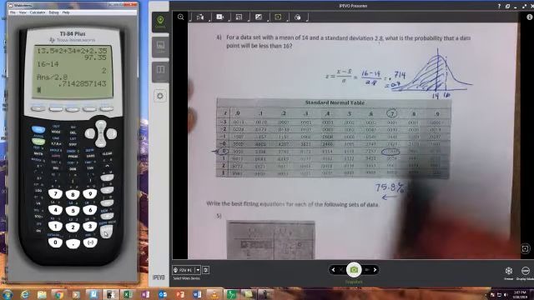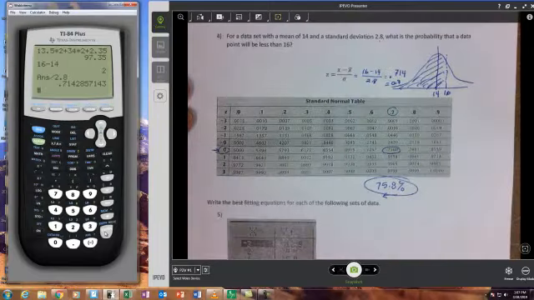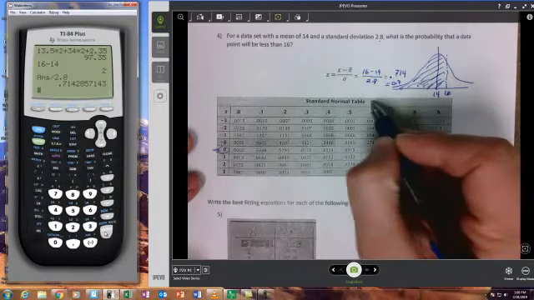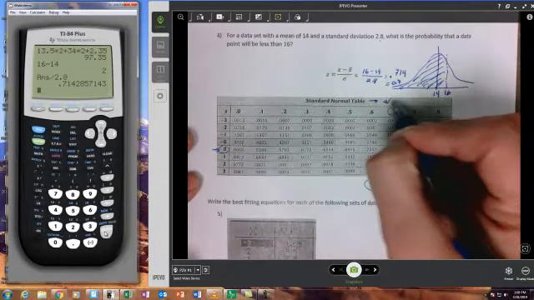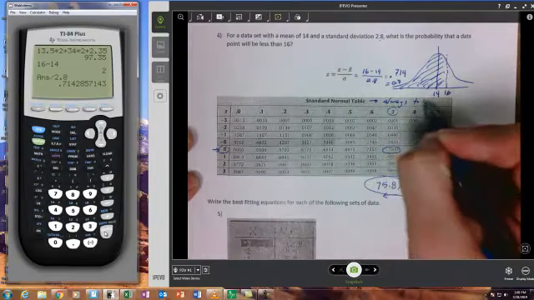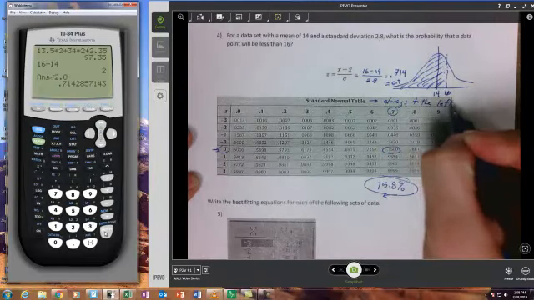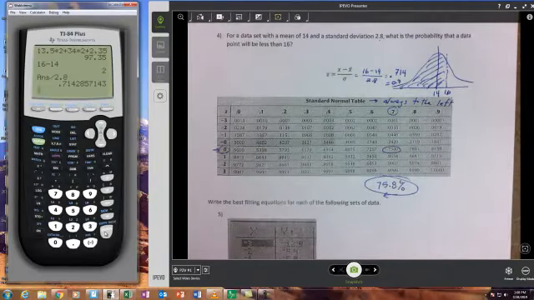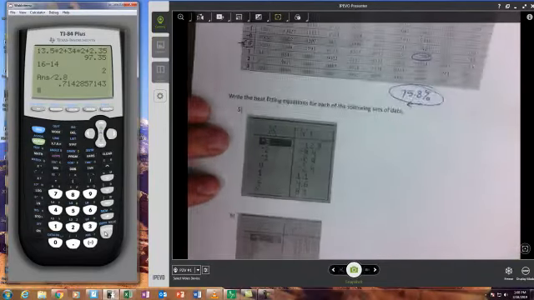Because I wanted the left side, I can circle that and be done. Be aware, you need to look at that picture, draw it, and have an idea of how to read it. But the standard normal table is always to the left. So if it's not to the left, the standard normal table will help, but you still have to do some more reasoning before you're done.